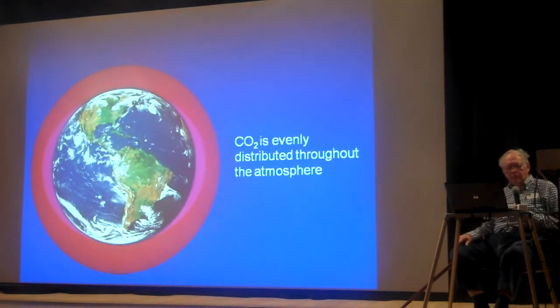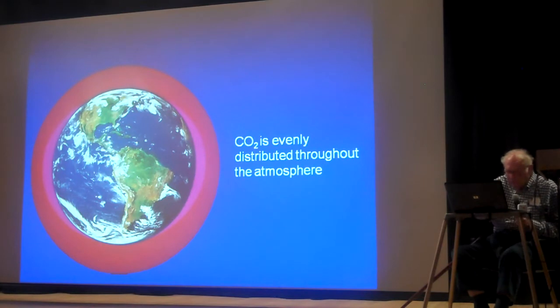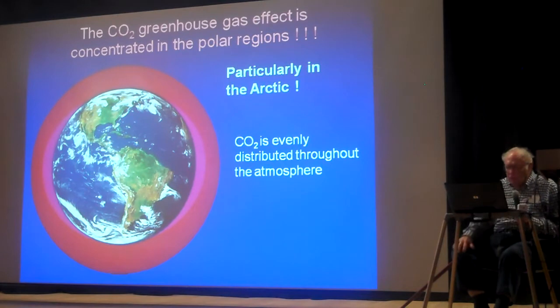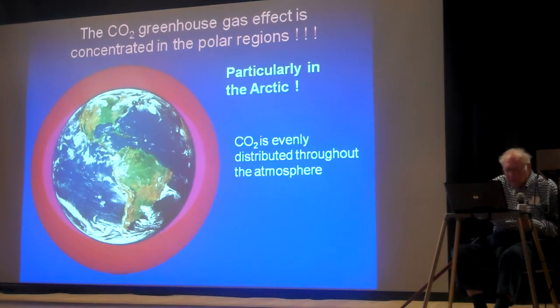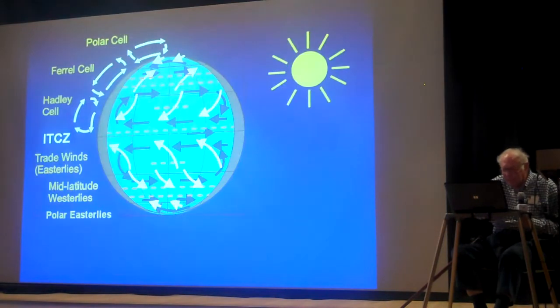It's evenly distributed. And so you expect to see large effects in the polar regions and much smaller effects where the H2O effect is large. So it's very effective in the polar regions and particularly in the Arctic because the Arctic Ocean ice is at sea level. Whereas Antarctica is at about 7,000 feet average elevation. So almost a third of the atmosphere is below the Antarctic continent. So a third of the CO2 is also missing down there.